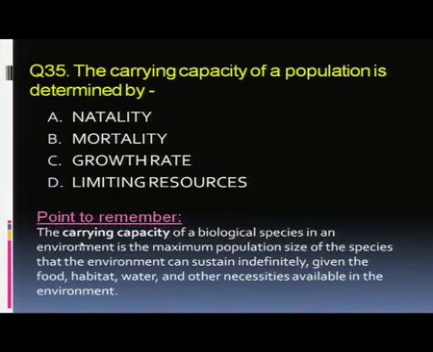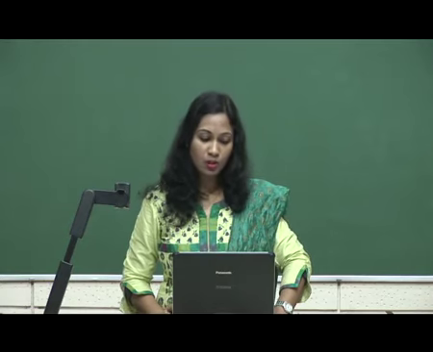So, you have to remember the carrying capacity of a biological species in an environment is the maximum population size of the species that the environment can sustain indefinitely given the food, habitat, water and other necessities available in the environment.